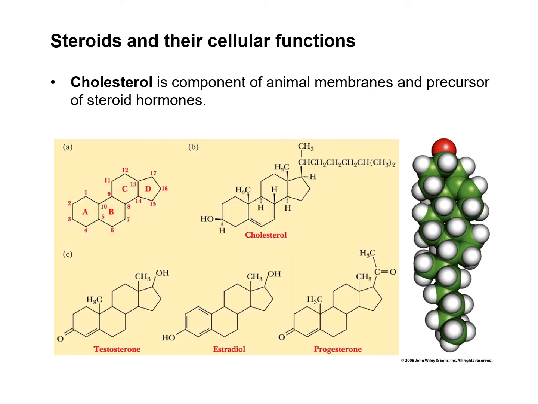The last one listed in the classification of lipids is steroids. Now let's talk about their structures and cellular functions. They all share a common structure, which consists of multiple fused carbon rings. Cholesterol in particular is a component of animal membranes and a precursor of steroid hormones such as testosterone, estradiol, as well as progesterone.